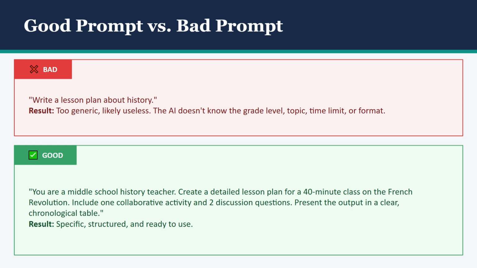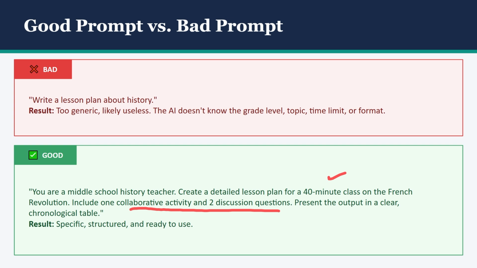You are a middle school history teacher. Okay, that's a role. Create a detailed lesson plan for a 40-minute class. Okay, so he has written about the time duration, on the topic French Revolution, so the topic is also mentioned. Include one collaborative activity and two discussion questions. So as you can see, the instruction in this prompt is very clear. What do you need? The instructor here wants one collaborative activity, discussion questions.